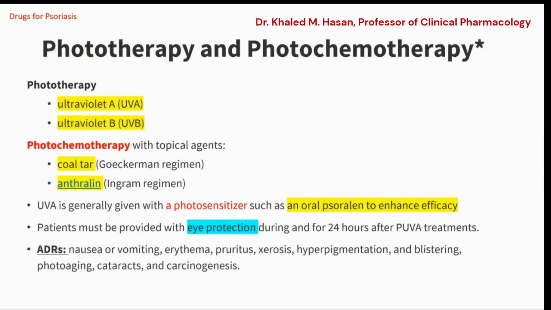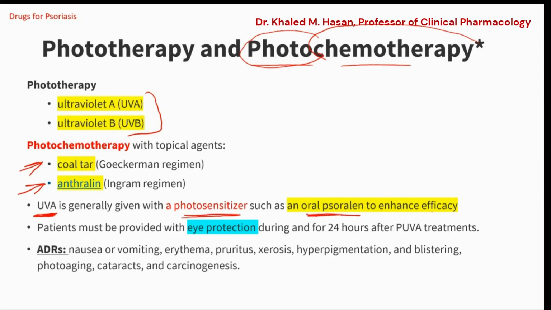Phototherapy and photochemotherapy. Phototherapy, we have UVA and UVB for ultraviolet treatment. Then we have photochemotherapy, where we add chemotherapy to the phototherapy. So for what type? We can add coal tar and we can add anthralin. That's fine. So it's not our topic. This is applicable by a specialist, and normally UVA is given with a photosensitizer, and the photosensitizer is called oral psoralen. And the purpose here is to enhance efficacy.